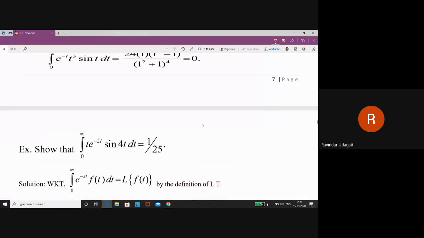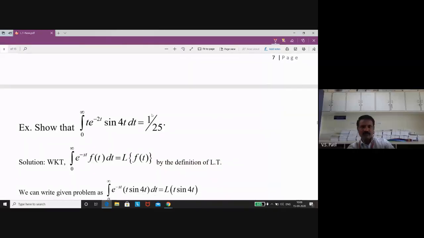Okay. See, in the examination, they may give you "show that". If they give "show that", no issues, you can do it directly. But if they ask you to evaluate this integral, you should be very careful. You will not know the answer. Now, the example is: show that the integral from 0 to infinity of t into e to the power minus 2t into sine 4t dt is equal to 1 divided by 25.